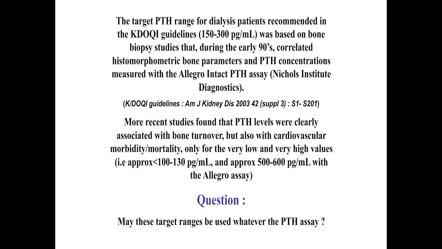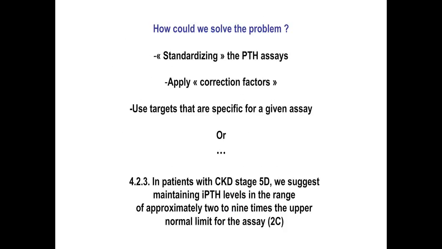So the big question is then, are these target ranges useful regardless of the PTH assay? And you can imagine that by what I've told you so far that the answer to that is probably no. And we need to solve the problem better. So one issue is, could we standardize PTH assays? And an assay that detects this family of inactive fragments, the 7-84 family, with varying degrees of efficiency, makes the goal of standardizing PTH assays almost impossible.